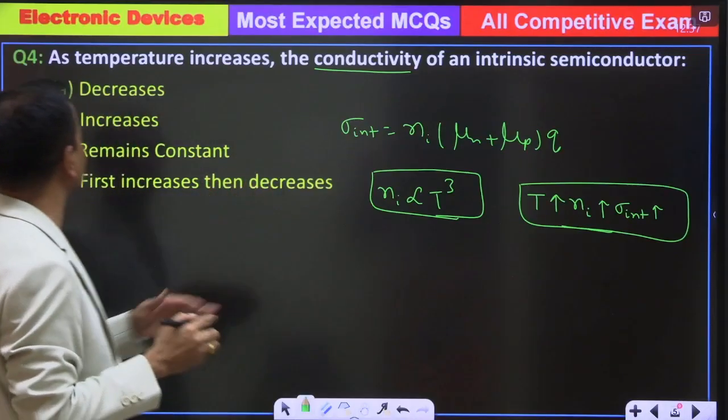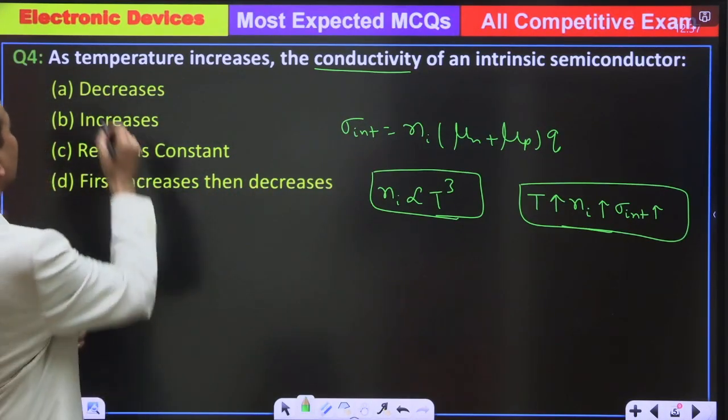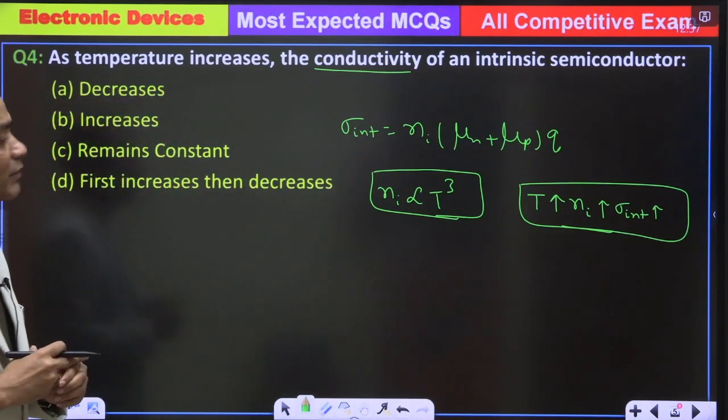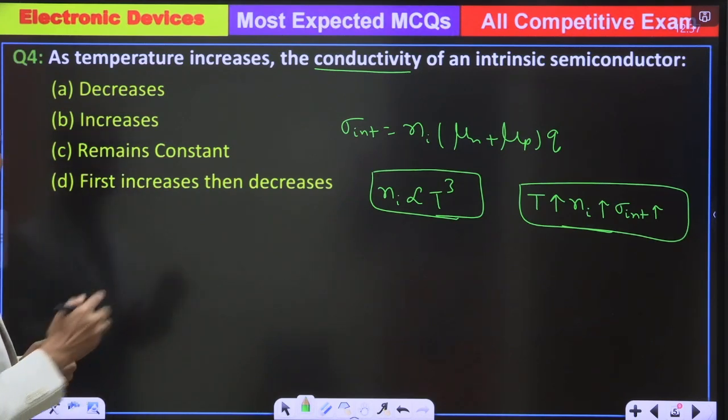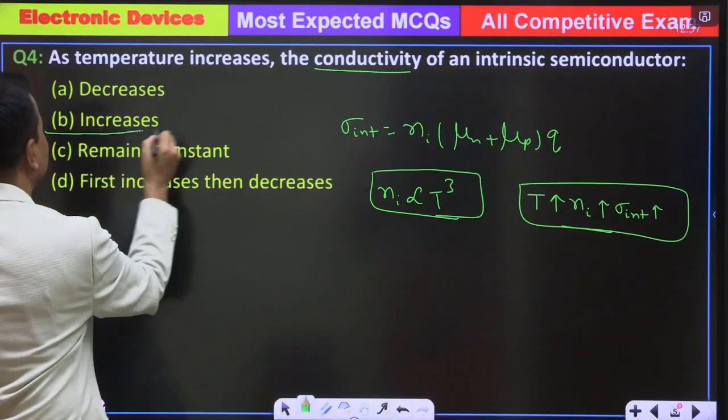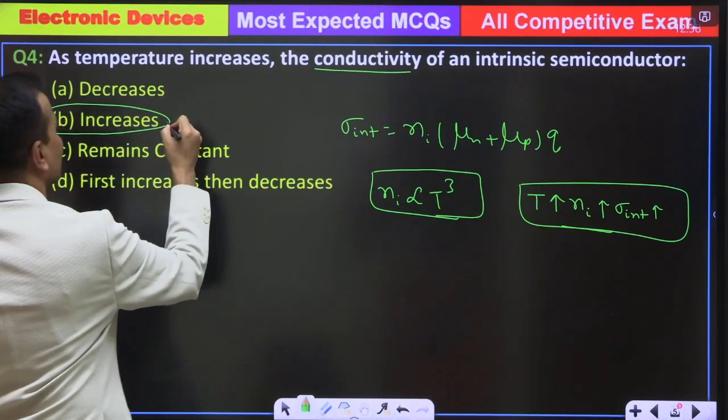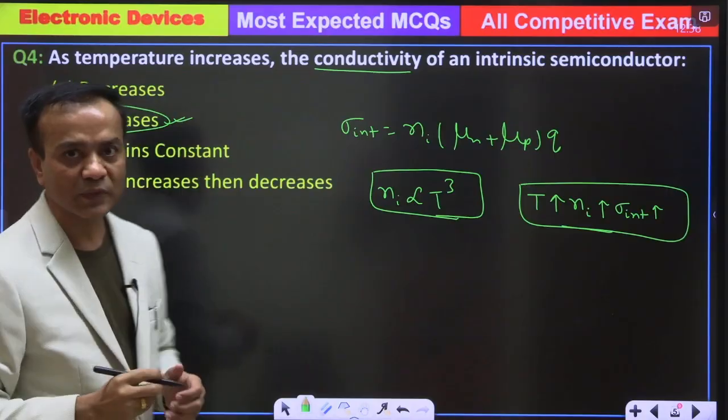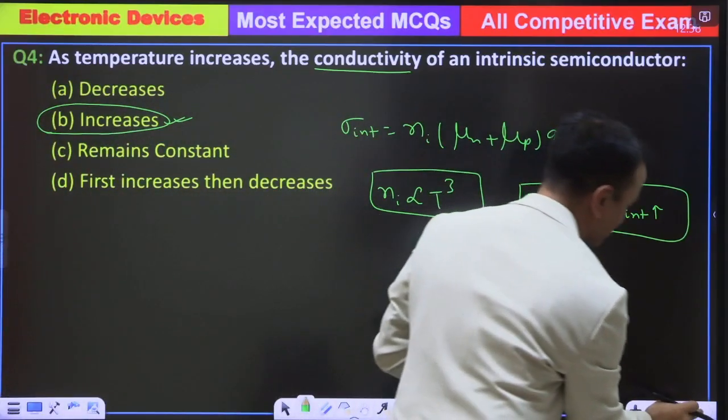So as per this question, what will the answer be? As temperature increases, the conductivity of an intrinsic semiconductor increases. So option B is the right answer for this question. Now we need to move next.